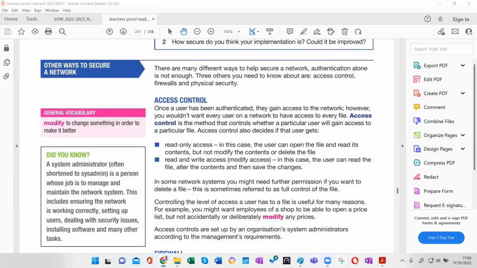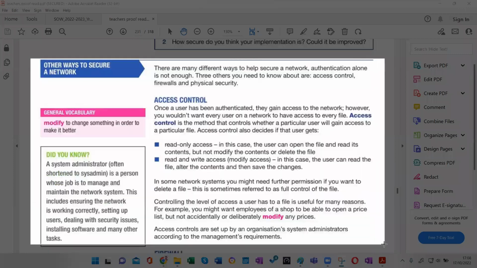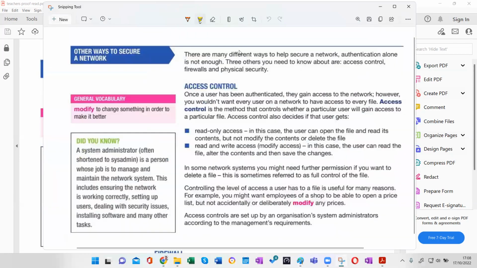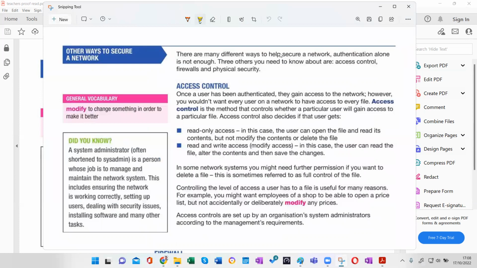Okay, here's more about this access control. Let's see what we can do in this. There are many different ways to help secure a network. Authentication alone is not enough, right? You know about firewalls, right? You already know what a firewall is.